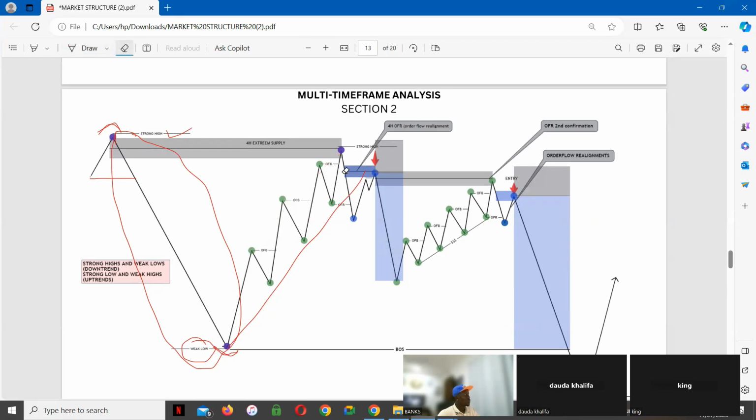So what we are going to do right now is, after we identify our 4-hour supply zone sitting right here, we are expecting the order flow and internal structure to keep creating higher highs and higher lows, approaching this level. As I said earlier in our previous example, when you are trading in the internal structure, after price has given a break of structure, there will definitely be a pullback.